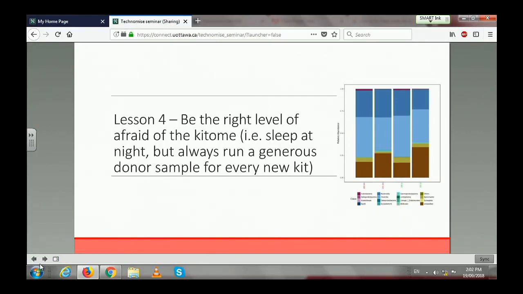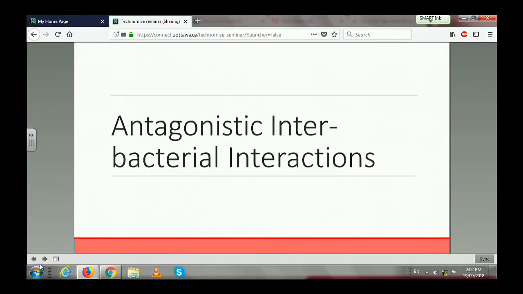So that's what we've started doing, and this is one generous donor over 2 different kits, and this is the other generous donor over 2 different kits. So if you do run these generous donor samples, as long as your kit's okay, it's not scary to run them. I've talked to people who are too scared to run them. Don't be too scared to run them. It'll tell you if your kit's contaminated.